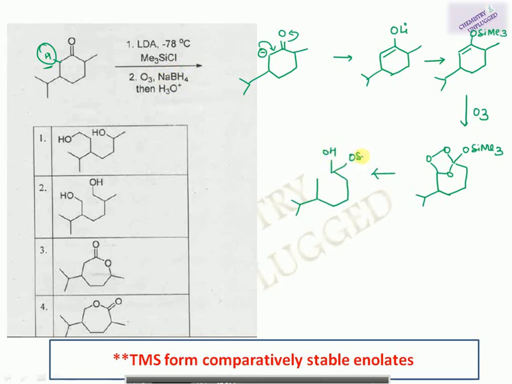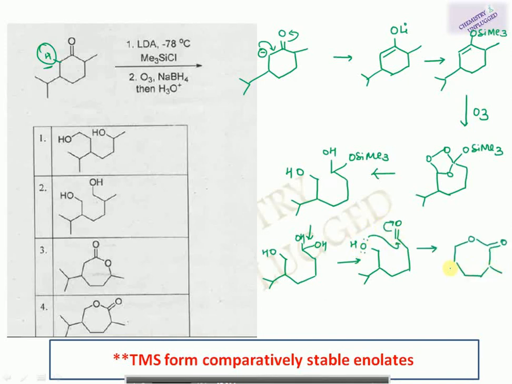Next we are using H3O plus, so this H3O plus will convert this trimethylsilyl oxide group into OH. Then two OH groups on one carbon are highly unstable and they will form a carbonyl, an aldehyde, right? Then in the next step, the oxygen containing a lone pair of electrons will attack on this carbonyl carbon. This bond will shift here. So this will be your final product. So it is option 4. The important point is TMS forms comparatively stable enolates. Always remember this one.